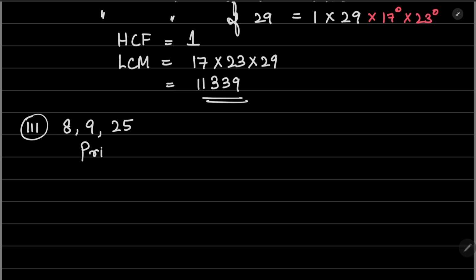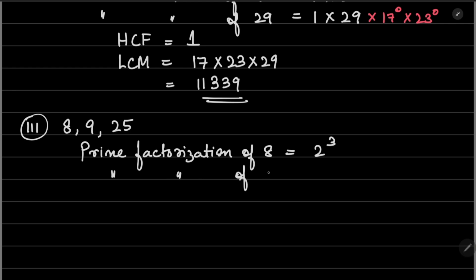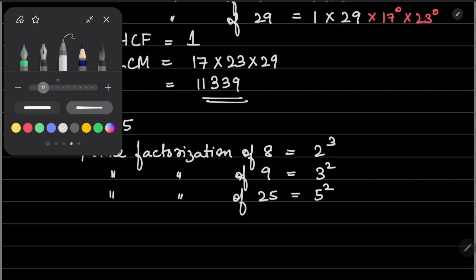Let's start with the prime factorization of 8. 8 is nothing but 2 cube. Prime factorization of 9 is 3 square, right? And prime factorization of 25 is 5 square. So what do you do immediately?